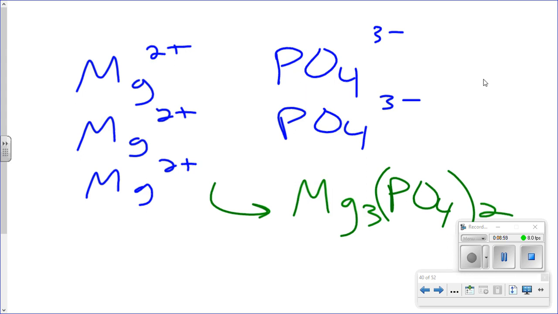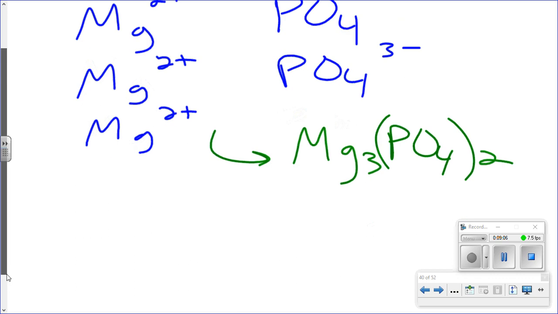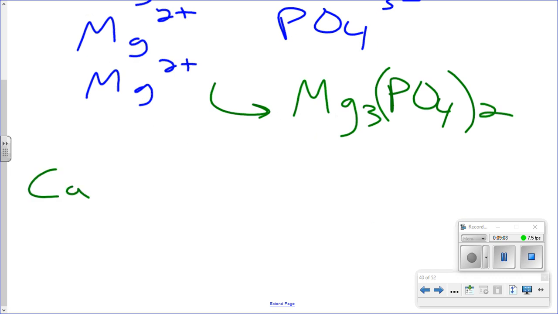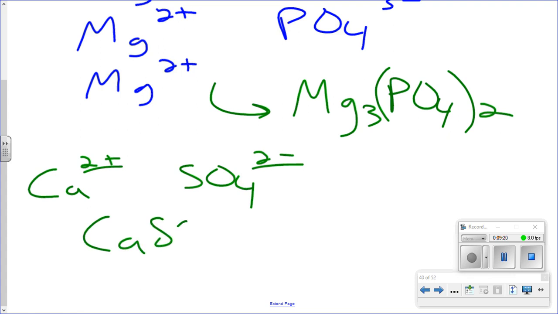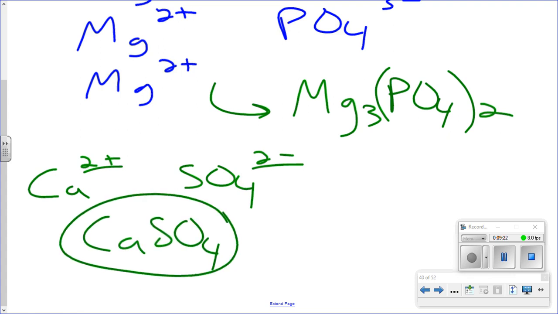I only use parentheses, and here's the phrase, for multiple polyatomic ions. So if I have this particular situation where I have calcium plus sulfate, they match. The 2 plus and the 2 minus match. So I don't need parentheses here because this is a singular ion, and the answer is just that. Okay? Because I used 1 of each, 1 calcium and 1 sulfate. So only parentheses on multiple polyatomic ions.